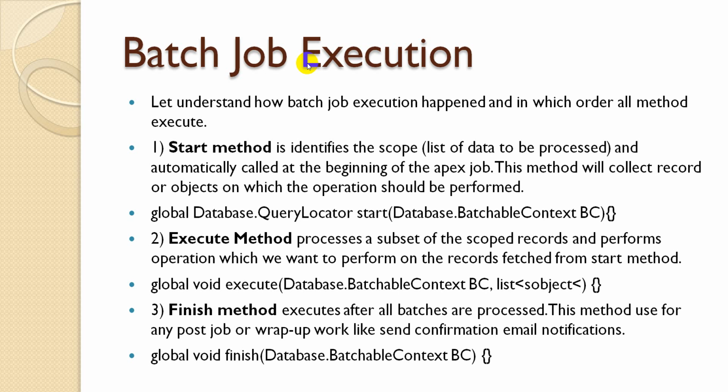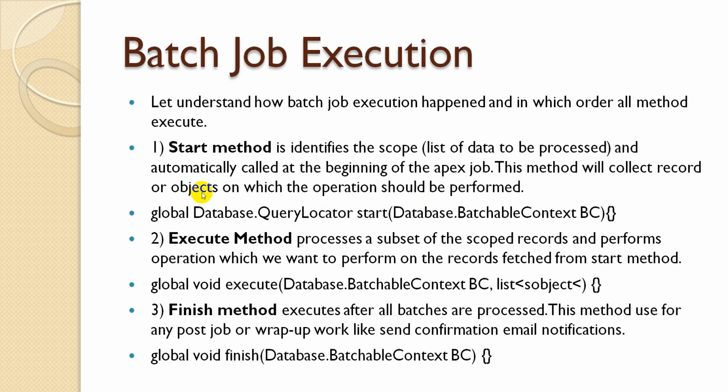So let's have a quick understanding of how batch job execution happens, in what order the methods execute. The first method is start. It identifies the scope, like the list of data to be processed, and automatically collects it at the beginning of the Apex job. This method will collect records or objects on which the operation should be performed.